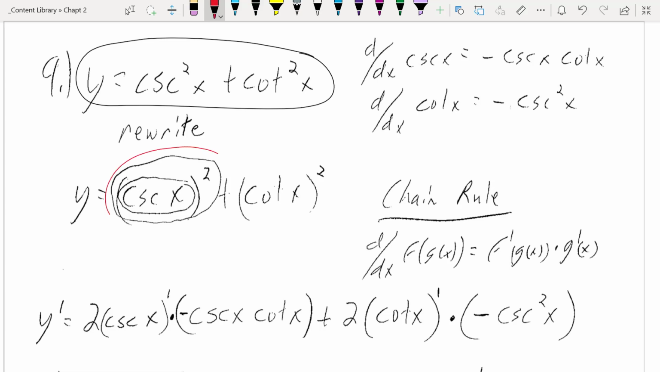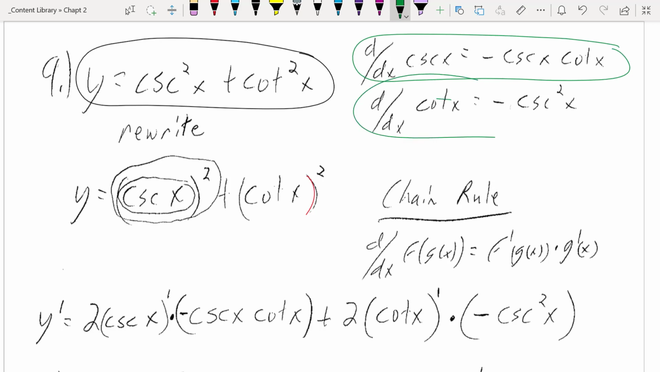So I rewrite this as cosecant of x all to the second power, putting parentheses here, and the cotangent of x all to the second power, putting parentheses right there. That'll help me to recognize that I've actually got outer equations and inner equations, and I have to go ahead and use the chain rule. I need to remember also that the derivative of cosecant of x is negative cosecant of x cotangent of x, and the derivative of the cotangent of x is going to be negative cosecant squared of x.